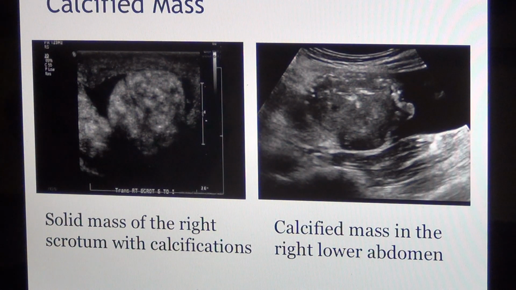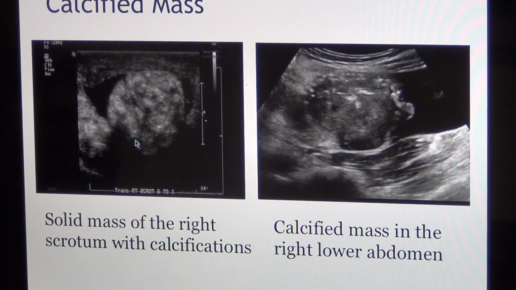It is in the scrotum, right scrotum, there is a mass with calcifications. Okay, so any mass in the scrotum, meaning outside of the testis, is not that much worrisome. But I will tell you, if it is within the testicles, then I will say any intratesticular mass is cancerous, malignant, unless otherwise proved.